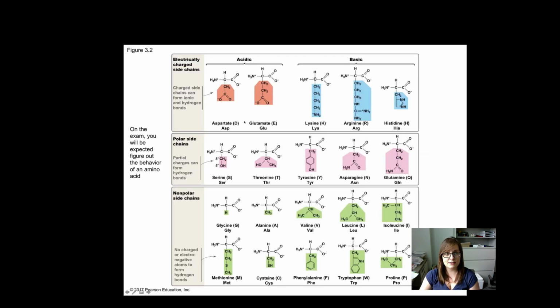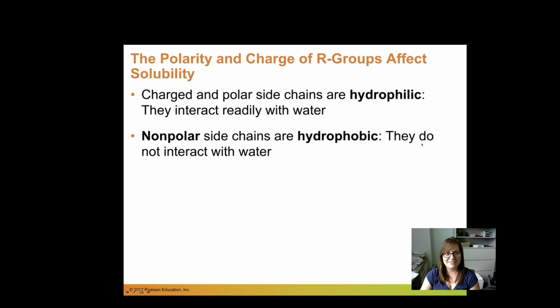Here is the chart from your book, figure 3.2, that lists all of the amino acids with their R groups. You can see they're grouped into acidic, basic, polar, and nonpolar. In class, we're going to practice recognizing these, but I also want to point out that on the exam, you'll be expected to figure out which groups they belong to and how they might behave in a protein. So best to learn it now.